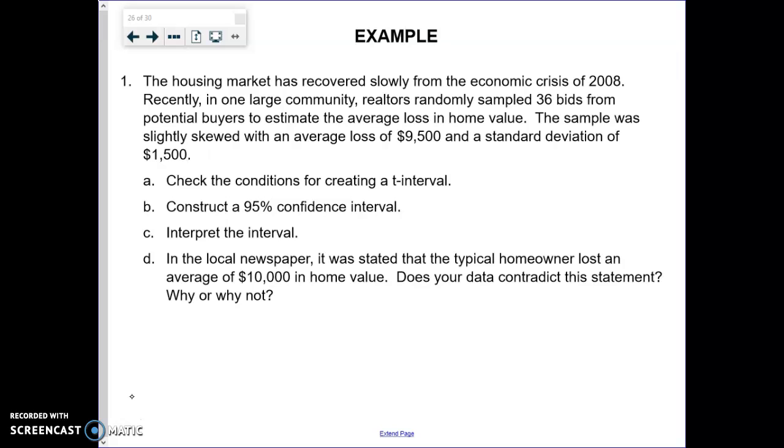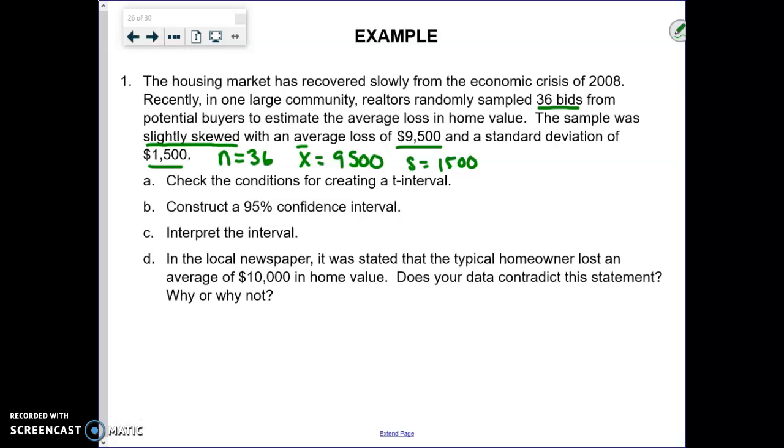Okay, so a couple things you'll notice. First of all, our sample size here is 36. So I'm going to make some notes here that n is equal to 36. The average home loss was $9,500. So that's going to be our sample mean. Our sample standard deviation was $1,500. So that's s. And then also you'll notice that it says that the distribution was slightly skewed.